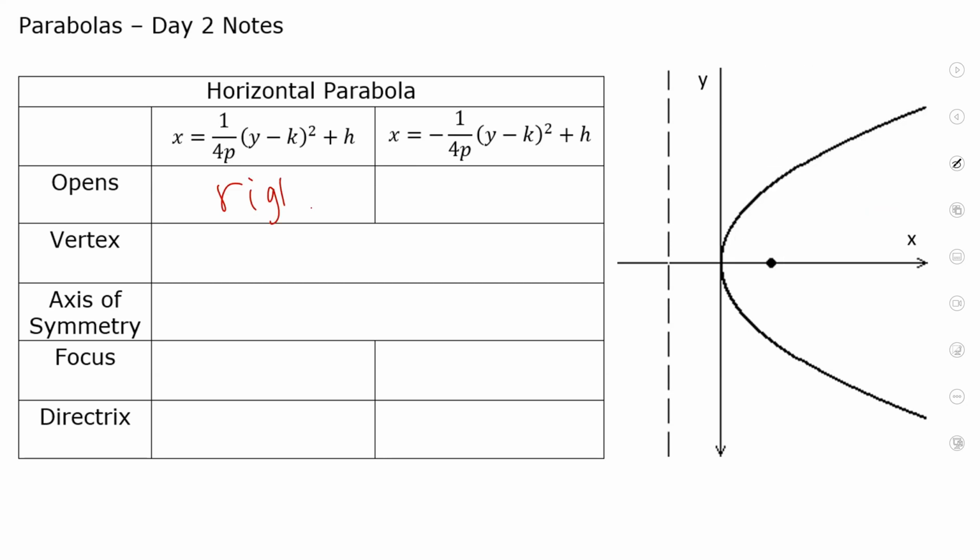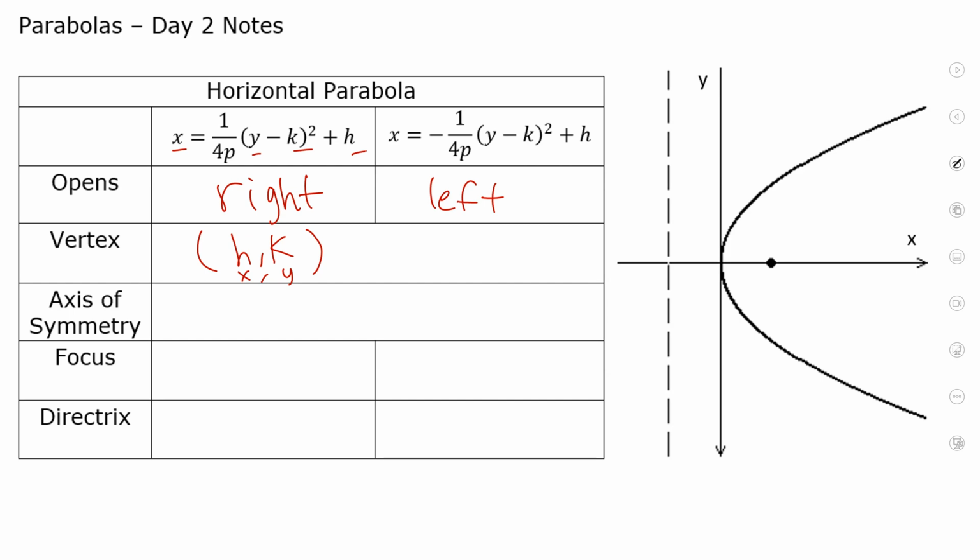And this is the equation if it's opening to the left. Now notice, guys, your vertex is still going to be the same. It's still (h, k) because this is your X value, this is your Y value. They use h and k so that we don't have so many X's and Y's in here. Okay, so it's still the same.